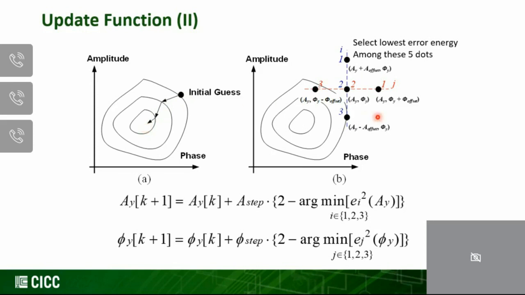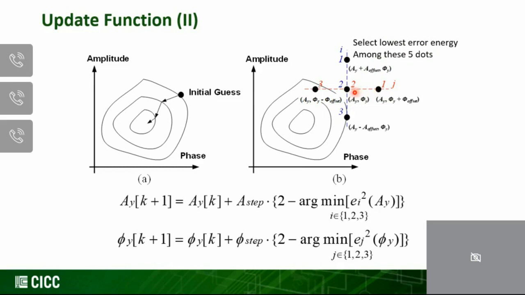So the way that we work is that we start from our initial guess, and then we compute what happens if we increase or decrease the phase a little bit, or increase or decrease the amplitude a little bit, and we calculate the residue spur energy that will remain, by doing this 5-point calculation. So we basically need to calculate the error energy associated with different phase and magnitude offsets. By doing this, we pick the lowest error energy among those 5 dots.